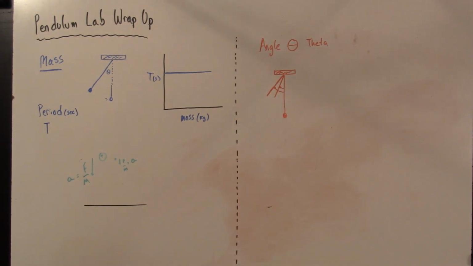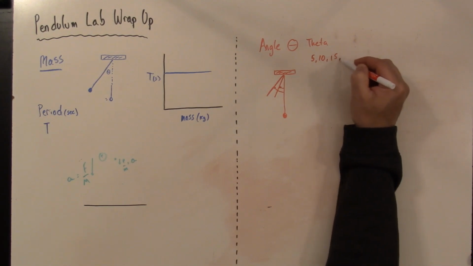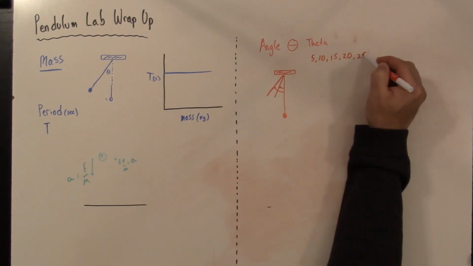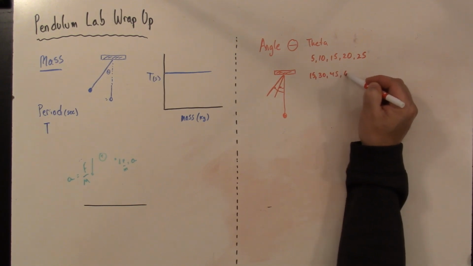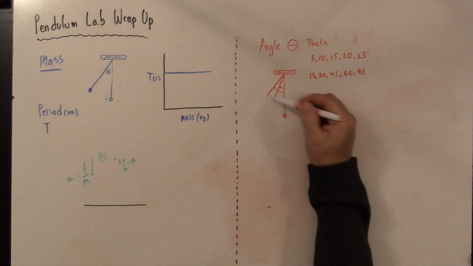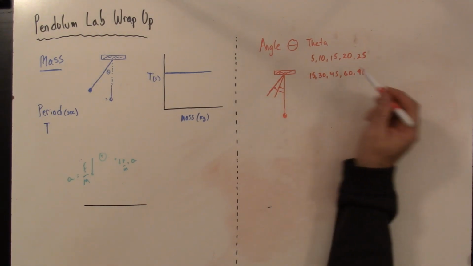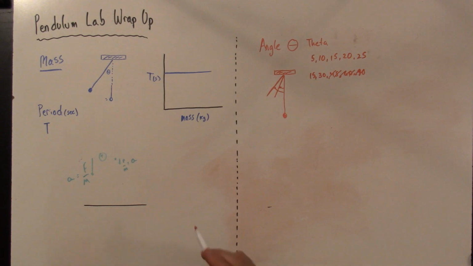Now, I really should have been more explicit in my suggestion that you do angles like 5, 10, 15, 20, and 25 degrees. Because many of you did like 15, 30, 45, 60, and 90. If you pull a pendulum all the way up to 90 degrees, it doesn't really behave like a pendulum anymore. So these angles here, they don't really go with these angles here. And so your results may have varied slightly with mine.